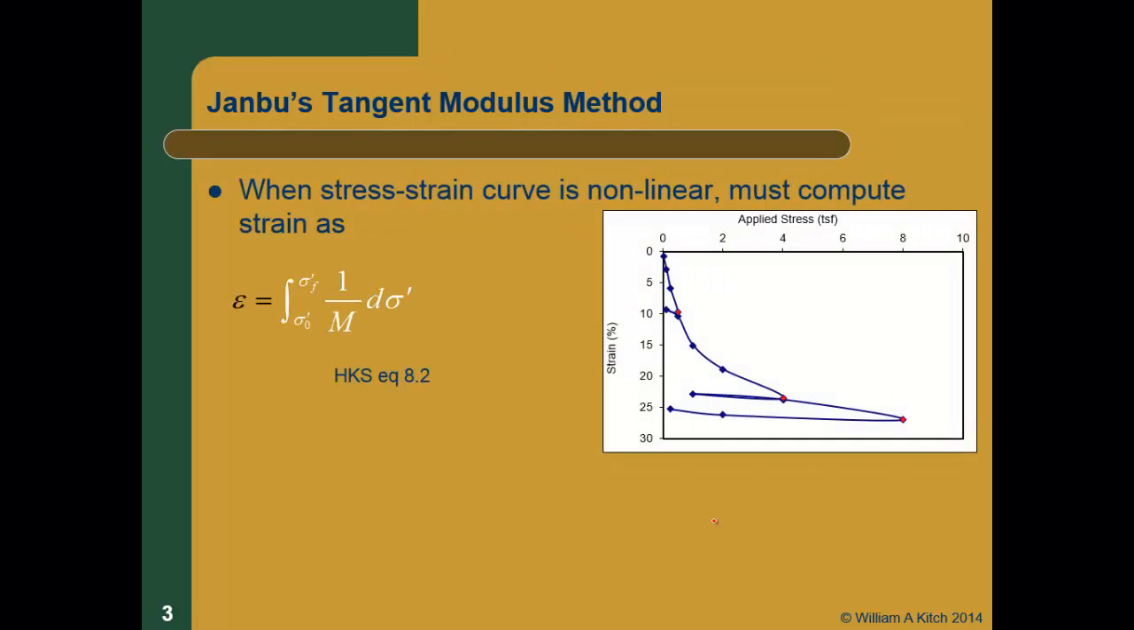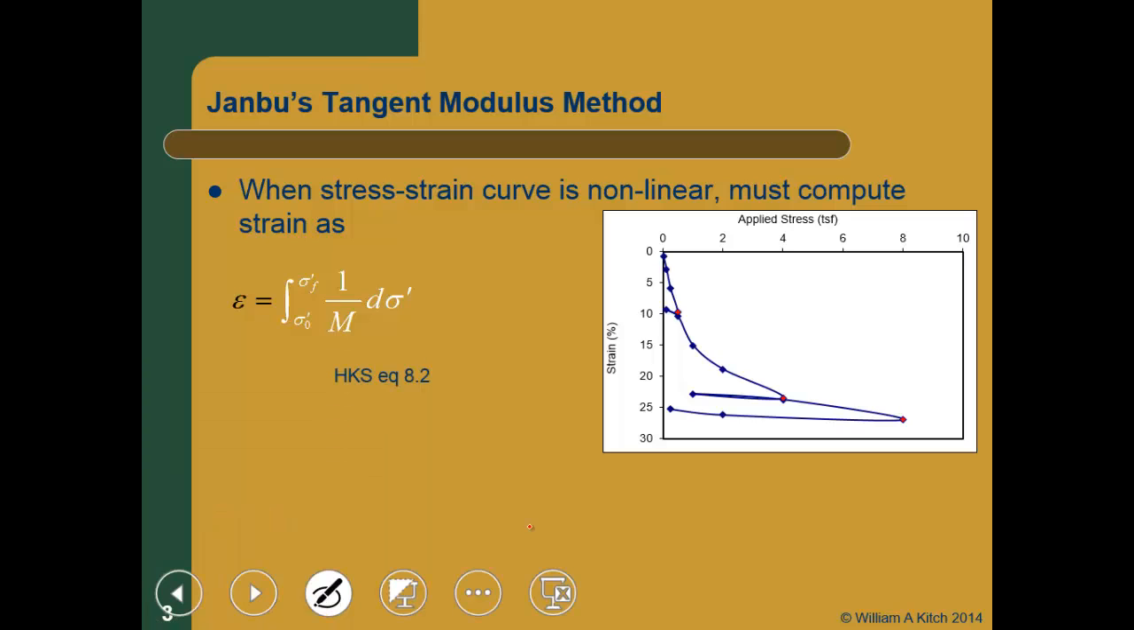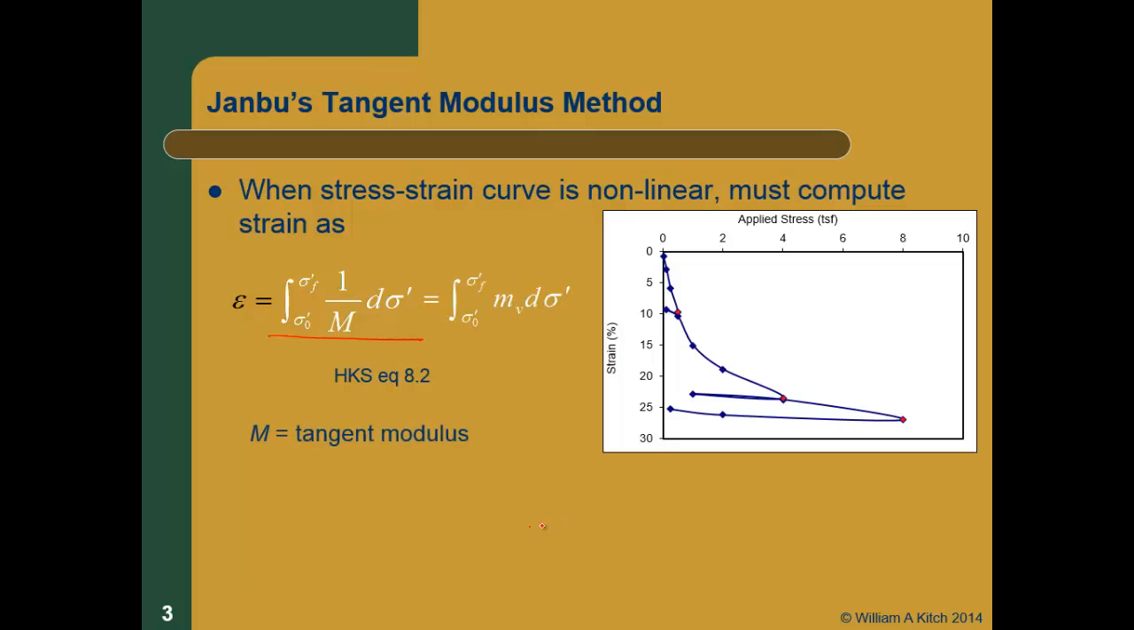So when we have a nonlinear stress strain curve, then if we want to calculate the strain, we actually have to integrate this equation. We can't just use a linear equation because the modulus is changing as we move down the stress strain curve. And if I want to plot that in mv space, because this is actually strain as a function of stress, then we're going to have to integrate.